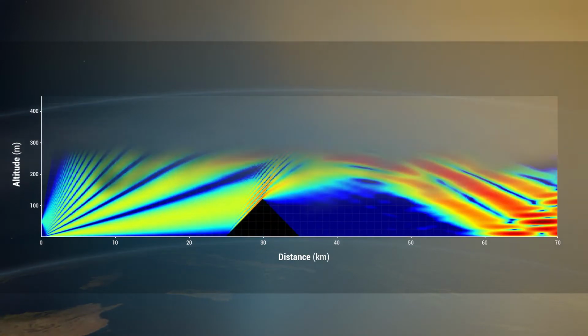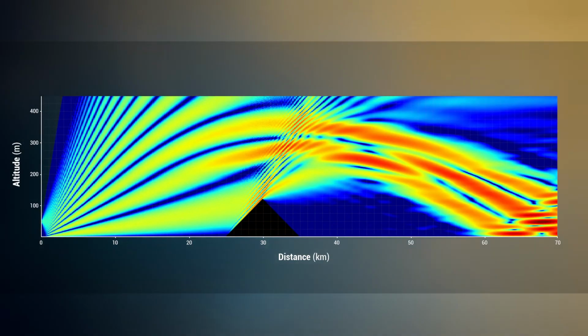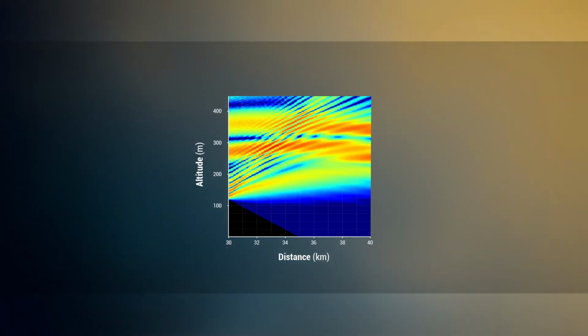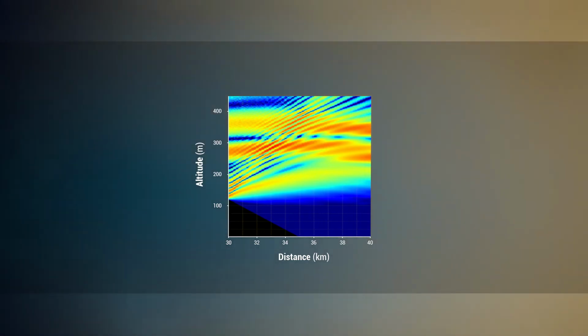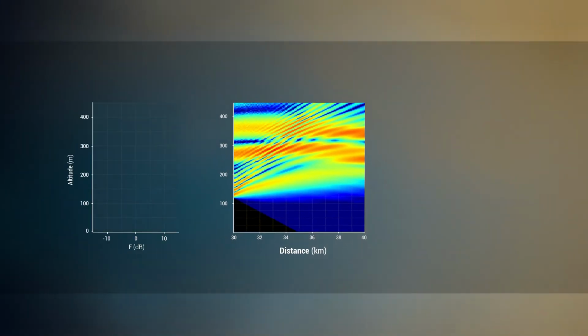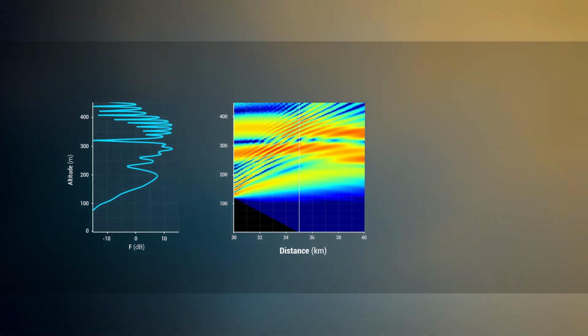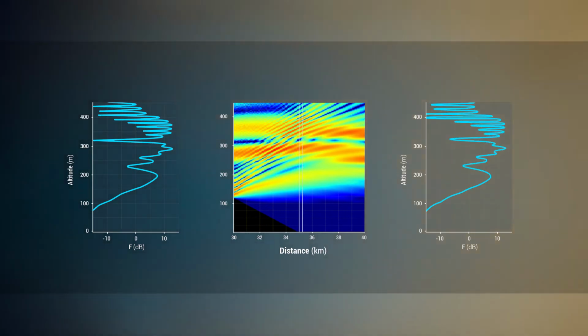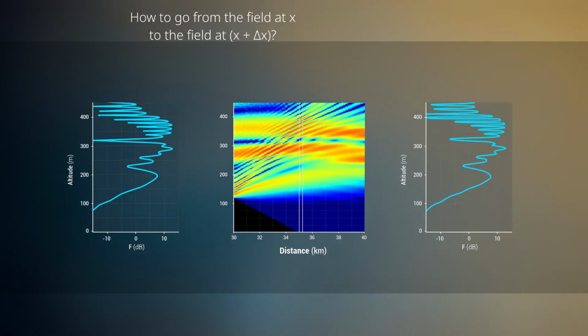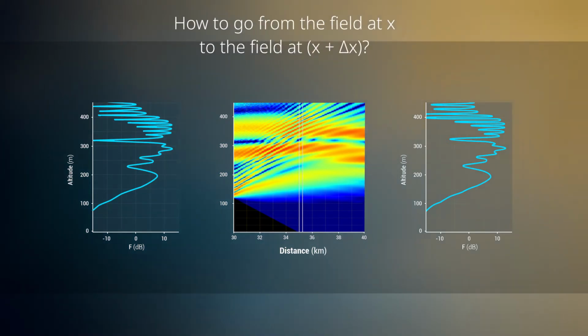To do so, let's take a 2D example of propagation. On the left, you have the field right after the phase screen at x, and on the right, you have the field right before the phase screen at x plus delta x. Let's look at how we go from one field to the other in free space.